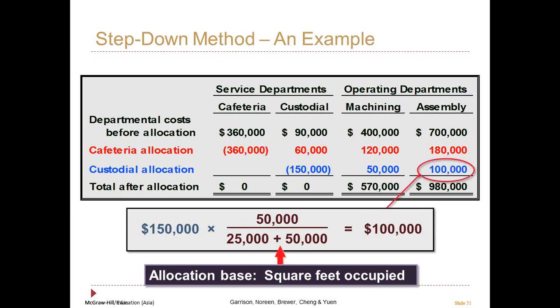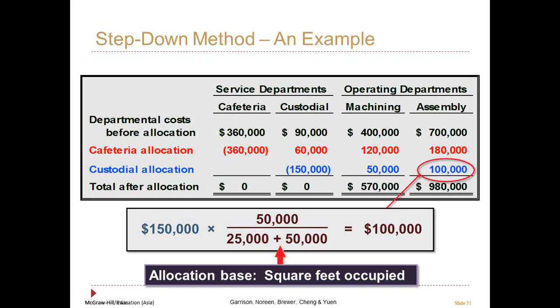25,000 for machining plus 50,000 for assembly. The allocation percentage is calculated by dividing the square feet in an operating department by the total number of square feet in the allocation base. So for assembly, the allocation percentage is 66 2/3%, obtained by dividing 50,000 square feet by 75,000 square feet.